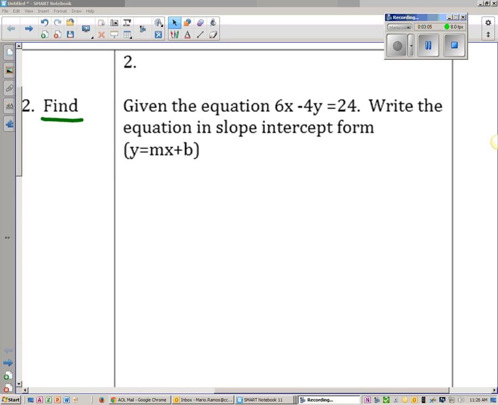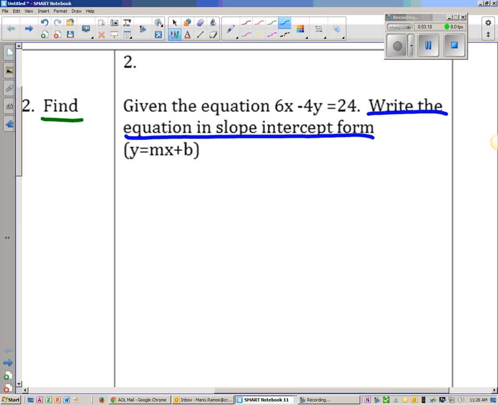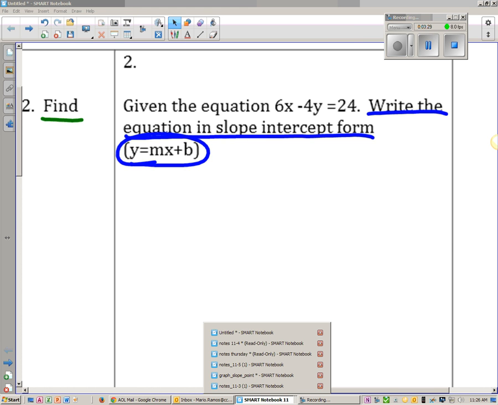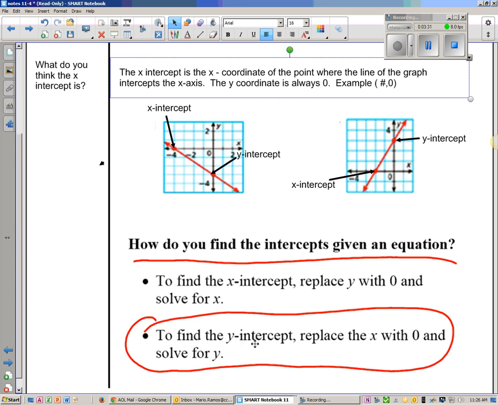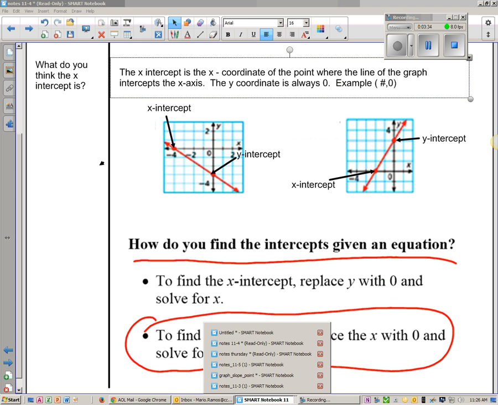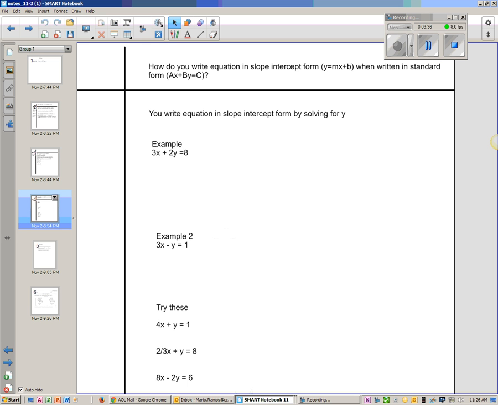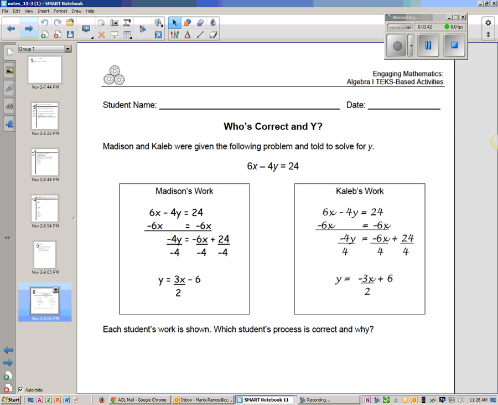All right, problem number 2, given the equation 6x minus 4y equals 24, write the equation in slope-intercept form. This was even highlighted in black. And plus, I give you the form that I'm looking for right there. Okay, so if you refer to your notes that we took on the 3rd, let me go back to the 3rd, right here, this is where we work these types of problems. I do give you some steps to follow.